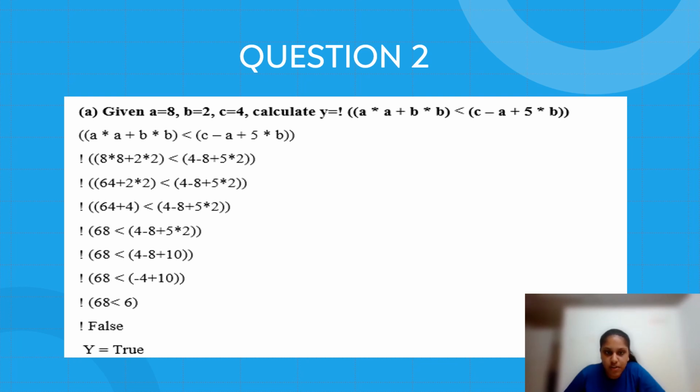And then we have to solve the whole bracket. 64 plus 4 will get 68. Then we move to the bracket on the right. In the next step, 5 times 2 will get 10. And the next step, we have 4 minus 8 will get negative 4. Then we solve the whole bracket. Negative 4 plus 10 we get 6. 68 is less than 6 makes the statement false, and not false makes y equals true.